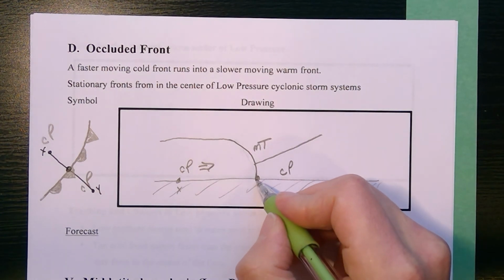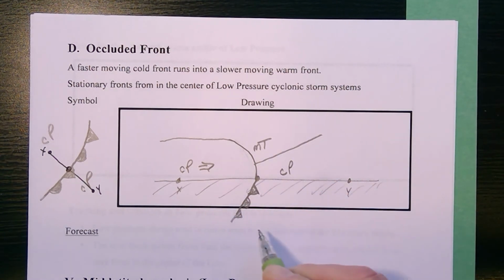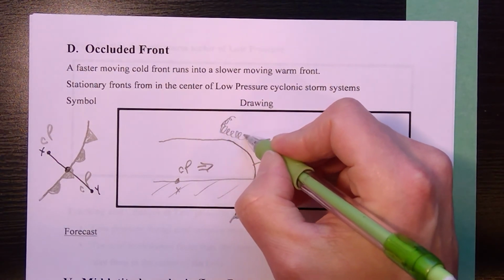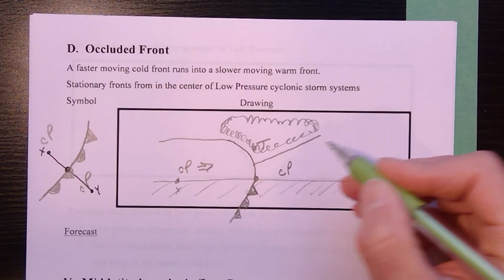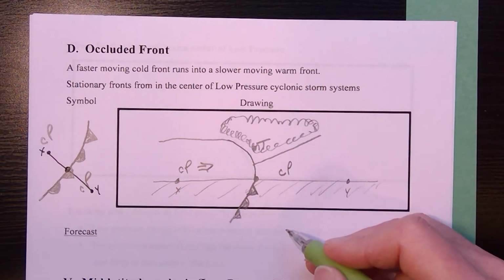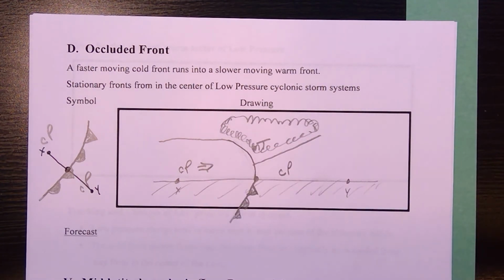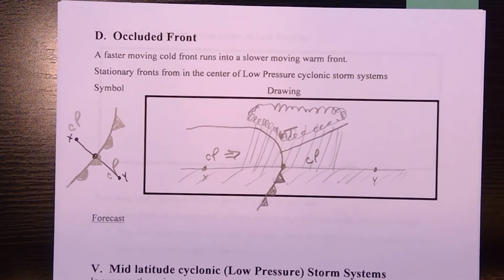So here is where the occluded front symbol would sit on your map. You've got continental polar on both sides, and the entire maritime tropical air mass has been forced aloft. So when you get an occluded front, you're going to have really heavy cloud formation, and it's going to be ahead of the warm front, ahead of the occluded front, over this section of what used to be the warm front, and also behind the occluded front. And you're going to get precipitation on both sides of the front.